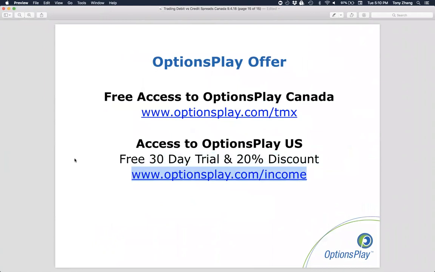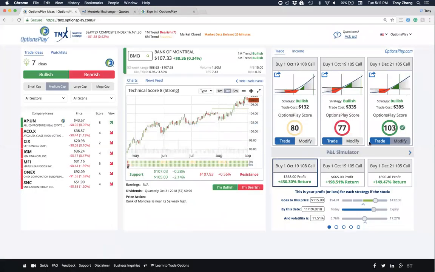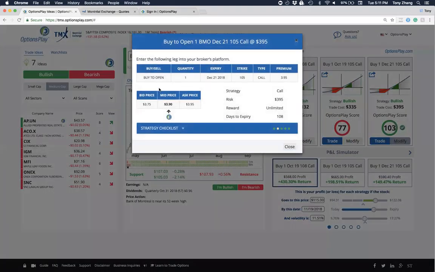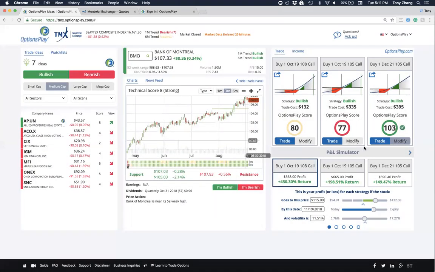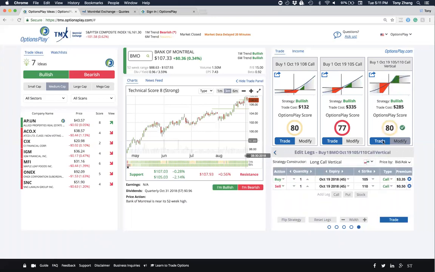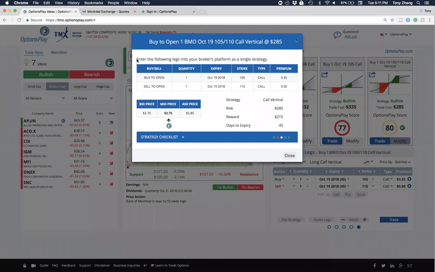How do you start a spread? Great question. If you're ready to trade the spread, you hit the trade button. Sorry, not this one. Let me go back, reset legs. You want to hit the trade button. You want to enter the trade into your broker's platform as a single strategy. That's how you start a spread.